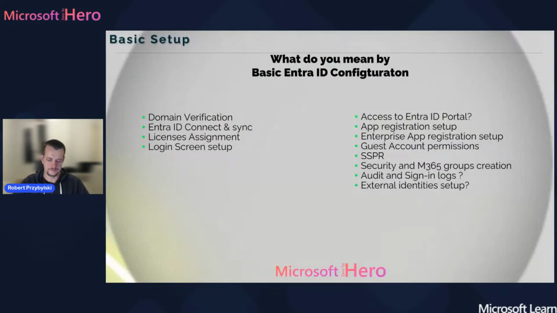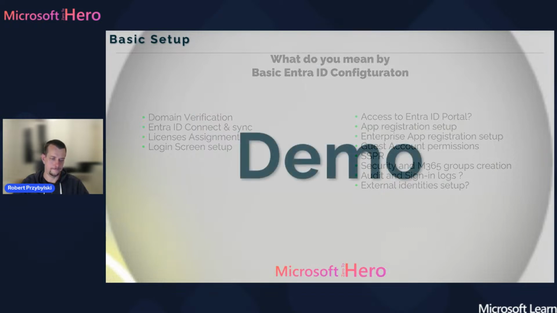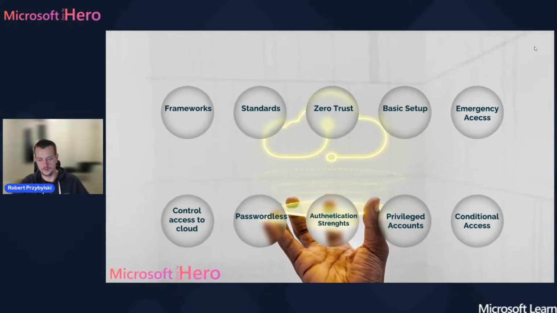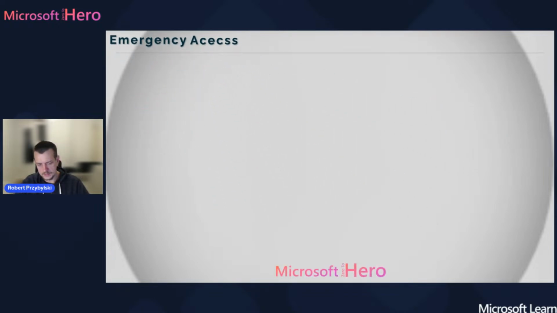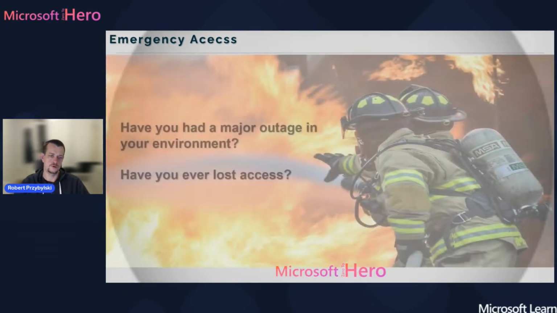Going back, and again, I skipped the demo. Emergency access, like I said, a break glass account that can be used for emergency access when something hits the fan. How should we prepare for that?